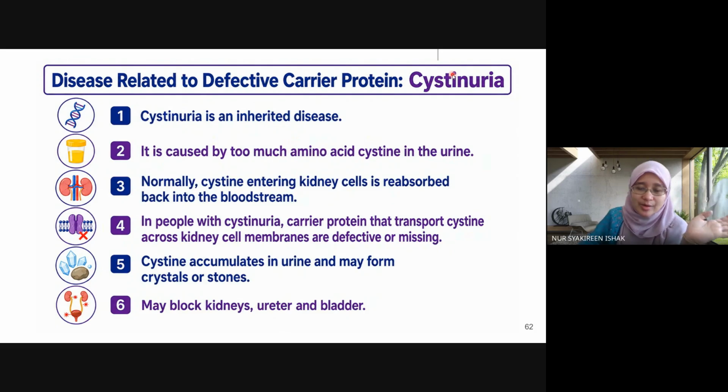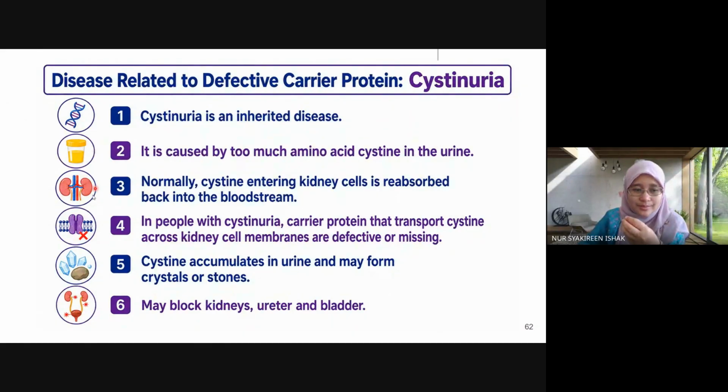Okay, so another genetic disease here we have is cystinuria. Earlier was cystic fibrosis. Now we have cystinuria, another type of genetic disease, an inherited disease. Okay, so what is the cause? It is caused by too much of the amino acid cysteine in the urine. Okay, so normally cysteine entering kidney cells is absorbed back into the bloodstream.